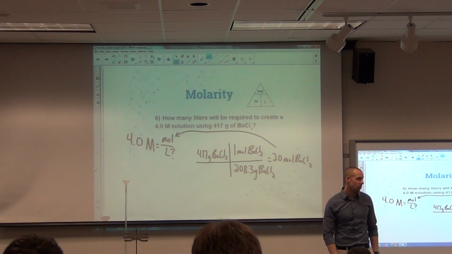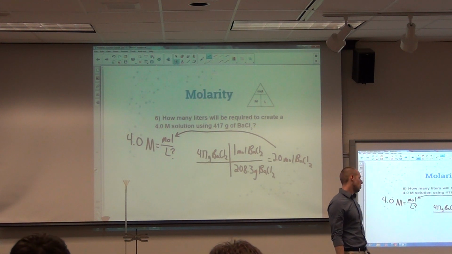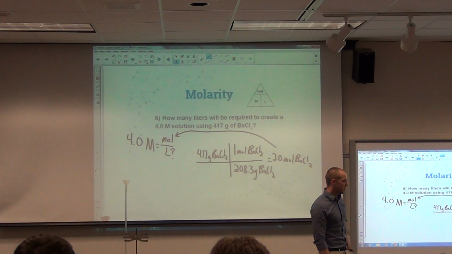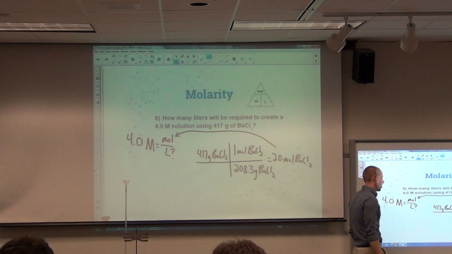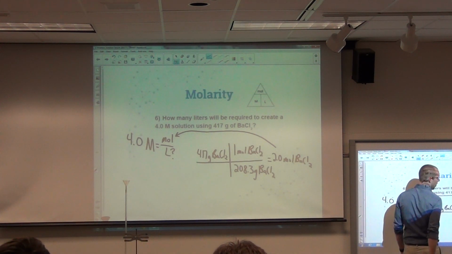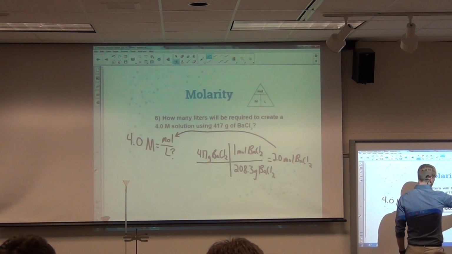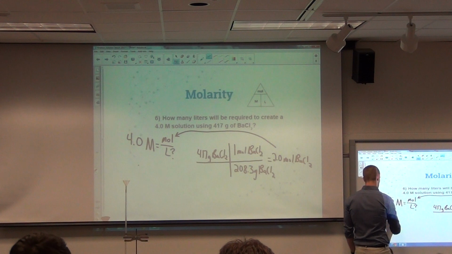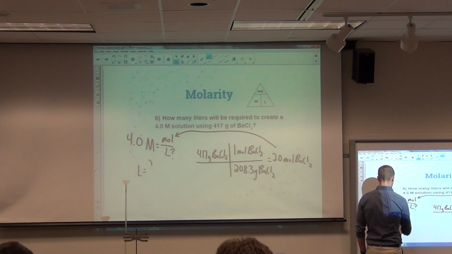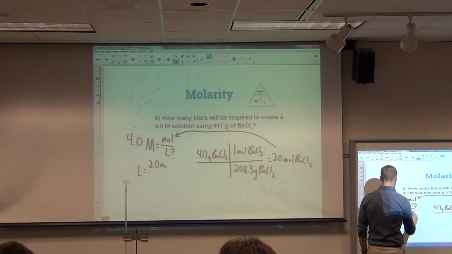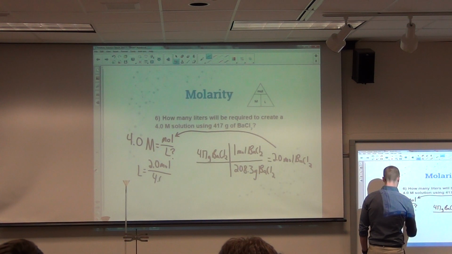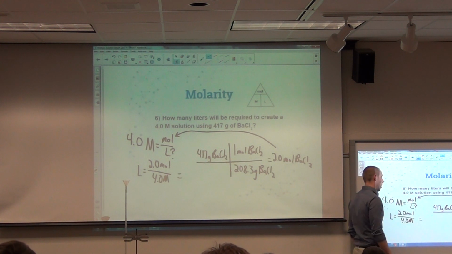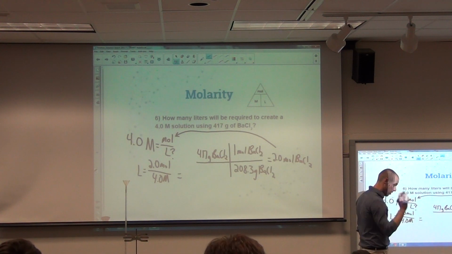Now we have 4.0 equals 2 divided by the liters. That's not going to help us, we have to solve for our liters here. If we use our handy little triangle over here, we see that if we take the moles divided by the molarity, or the concentration, that's going to give us how many liters we have. So liters equals our number of moles, which is 2.0, divided by our 4.0 concentration. So in order to make this solution, we need a half a liter.